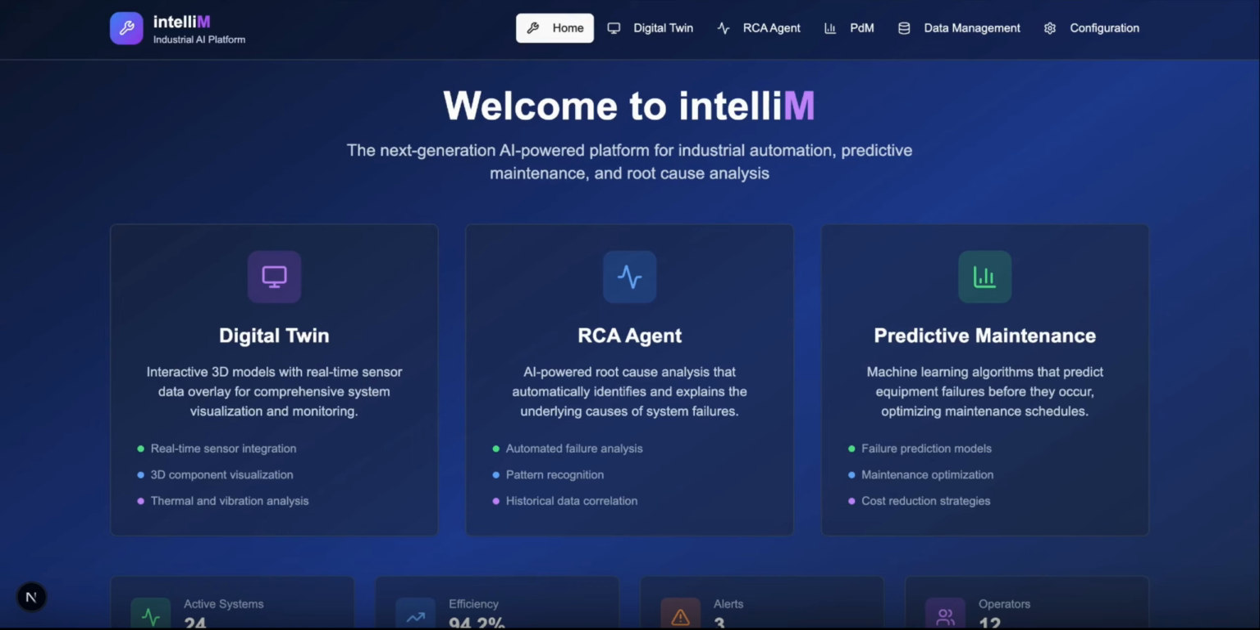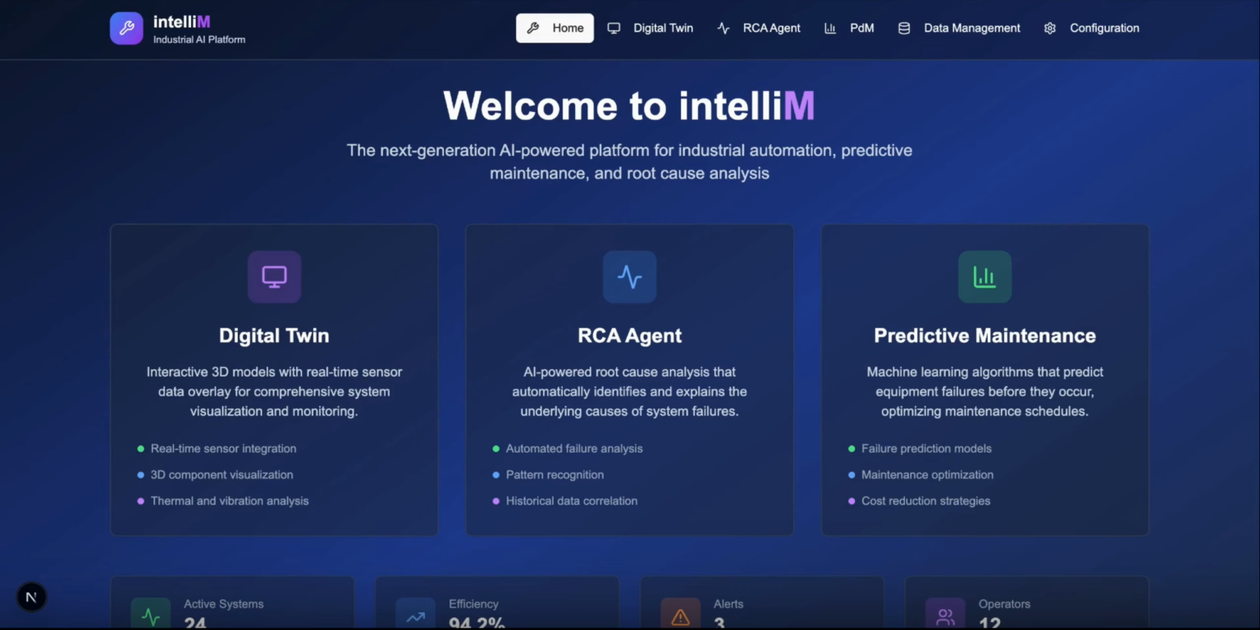So this is an industrial intelligent AI platform. Here we have three different kinds of offerings. One is our digital twin offering, where we collect real-time data from different sensors across your shop floor or across your assets, and then try to visualize them in different 3D models and integrate real-time sensor data.